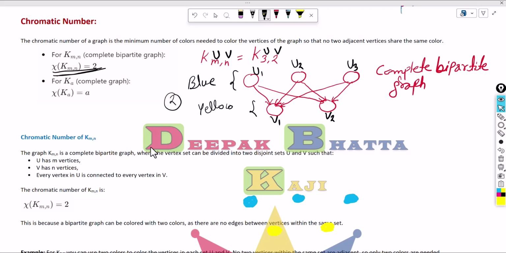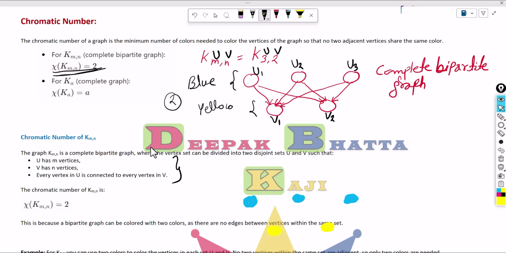So we have u1 is connected with v1, u1 is connected with v2. Likewise u2 is connected with v1, u2 is connected with v2, and likewise u3 is connected with v1, u3 is connected with v2. So we satisfy the conditions of the chromatic number of Kmn.